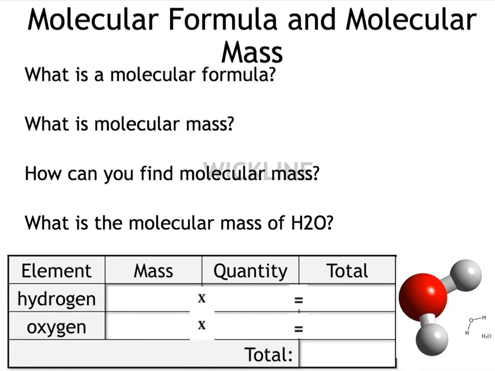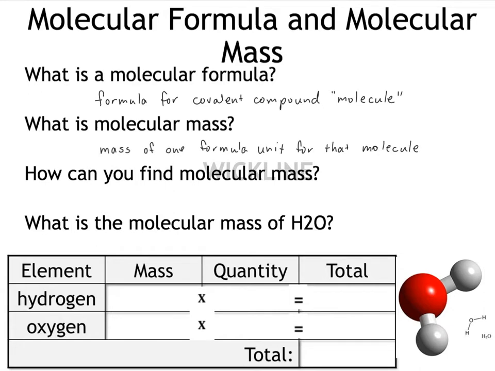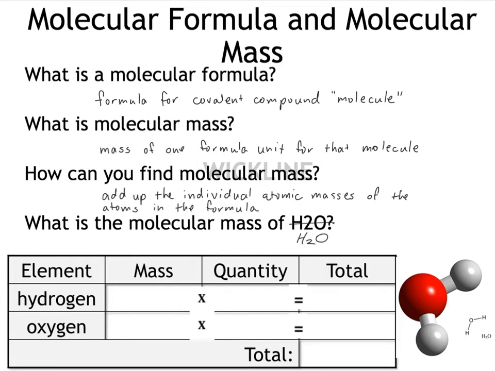All right, so molecular formula and molecular mass. A molecular formula is simply the formula for a molecule or covalently bonded substance. Therefore, molecular mass would simply be the mass of one formula unit for that molecule. We can find the mass of a molecule by simply adding up the individual atomic masses of the atoms in the formula. So for instance, if I wanted to solve for the mass of water, H2O, I would need to add up the mass of 2 hydrogen atoms and add to it the mass of 1 oxygen atom.